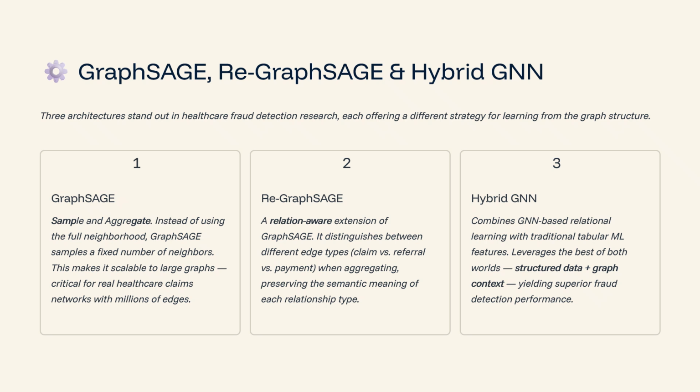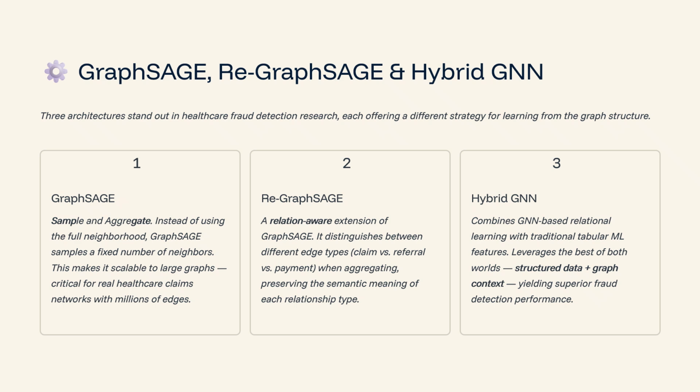Re-GraphSAGE preserves that semantic distinction, allowing the model to learn more nuanced fraud signals. The third is the hybrid GNN. This architecture combines GNN-based relational learning with traditional tabular ML features, the best of both worlds. You get the graph-level context from the GNN and you keep the structured data signals from classical features. In practice, this hybrid approach often yields the strongest fraud detection performance.